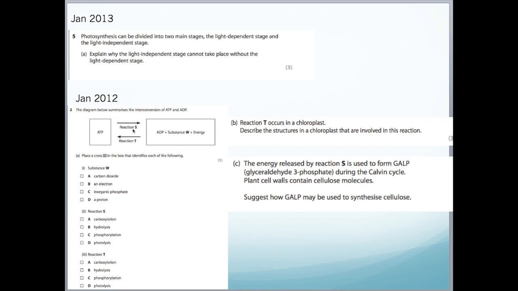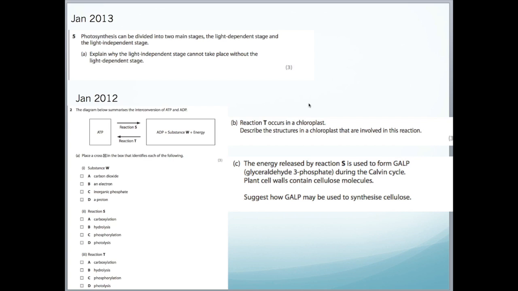Then for reaction S, which is the arrow going forward, is it either carboxylation, hydrolysis, phosphorylation, or photolysis? Well, it's actually B, hydrolysis, because we're breaking up H2O into protons, electrons, and oxygen. And finally, reaction T, which is the arrow going back to ATP, is it carboxylation, hydrolysis, phosphorylation, or photolysis? And in this case it is phosphorylation because we're adding a phosphate to produce ATP.